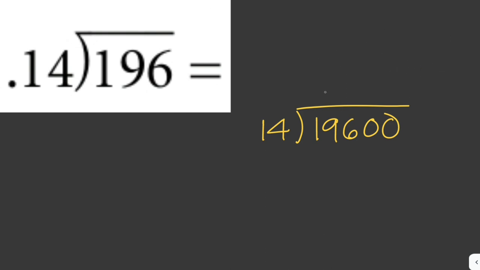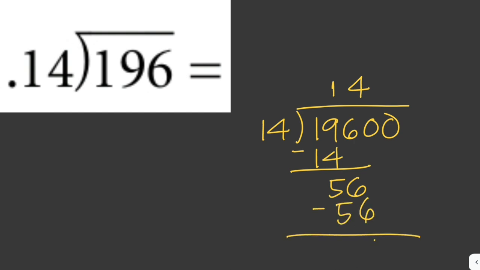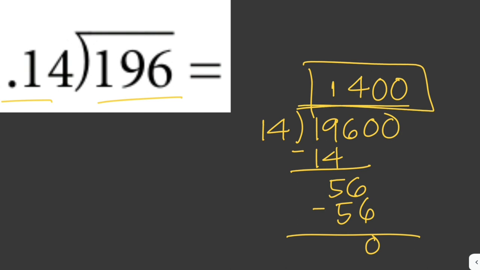Okay, so 19 divided by 14 is 1. 1 times 14 is 14. 19 minus 14 is 5. And then bring down 6. Then 56 divided by 14 is 4. And then 4 times 14 is just 56. So this is 0. And then we can just write the zeros here. Therefore, 196 divided by 0.14 is just equal to 1,400.